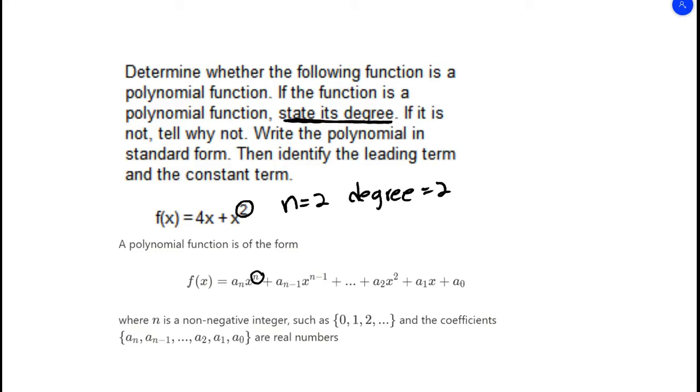And for us to write this polynomial in standard form, the adjustment that we're going to make is to write it in descending order so that the highest power is first. So that would be f of x equals x squared plus 4x. The leading term is x squared.